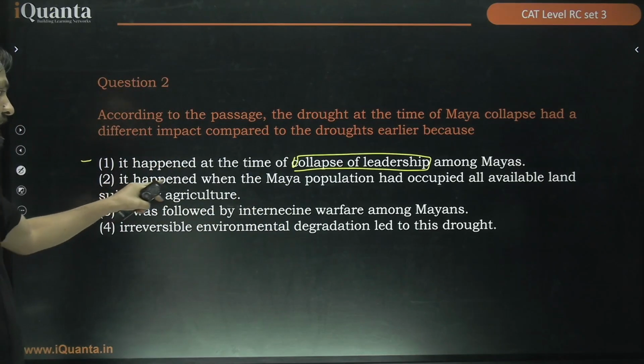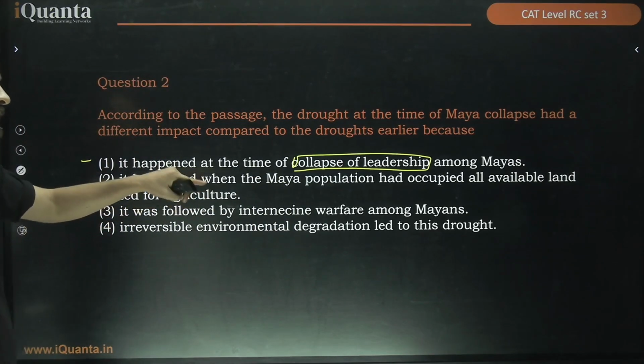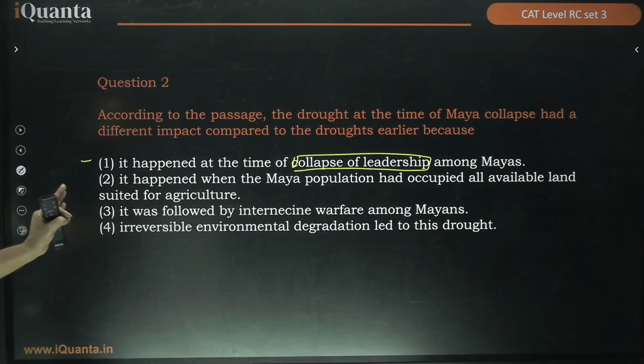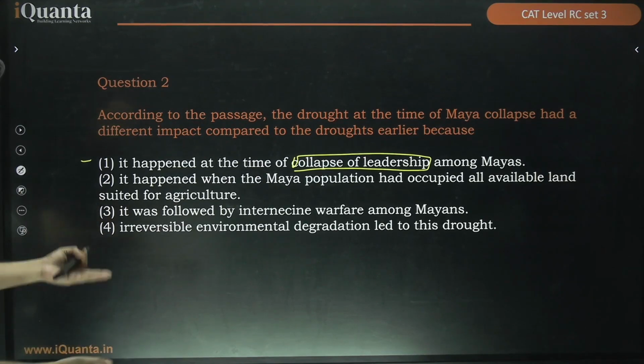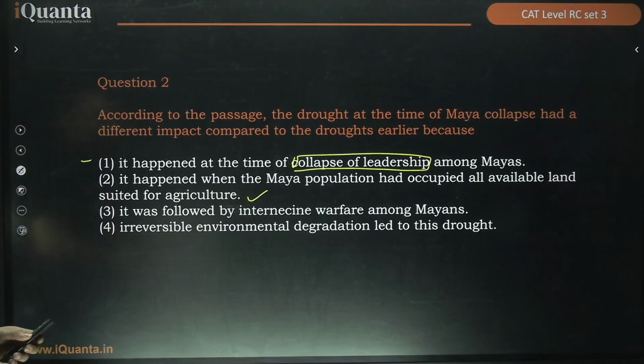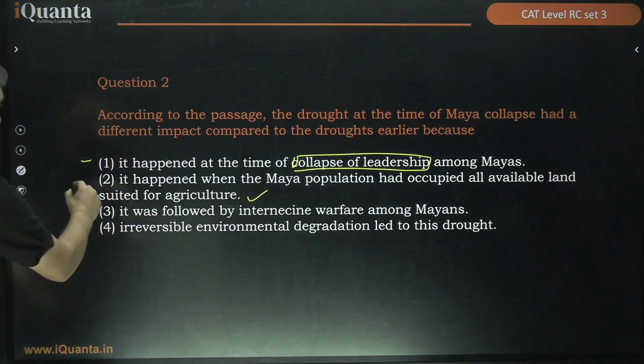It happened when the Maya population had occupied all the available land which was suited for agricultural purposes, and so they did not have any land available for agriculture, and this was why it was more severe than all the previous droughts. Your answer is 2.